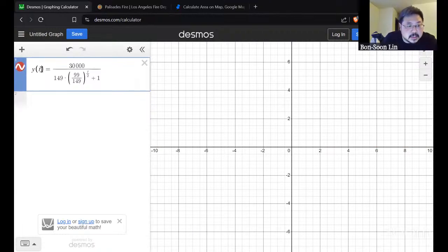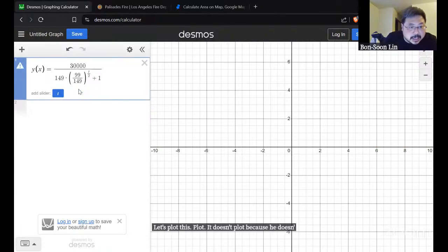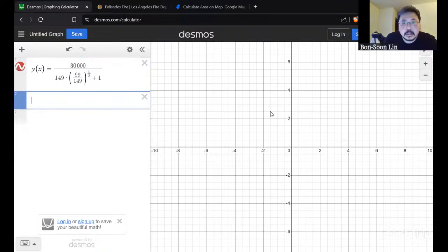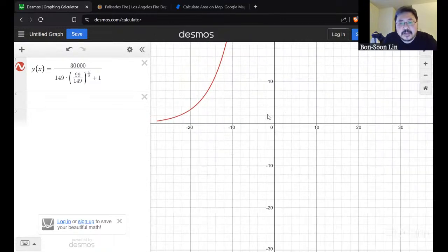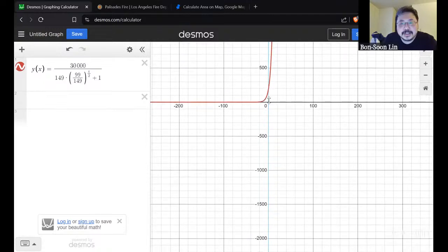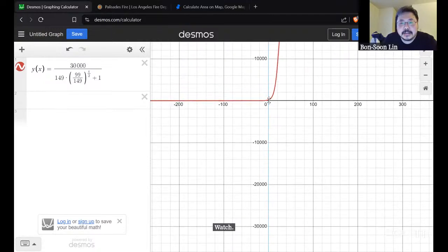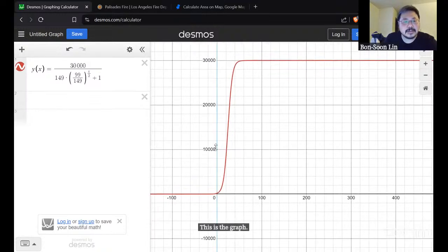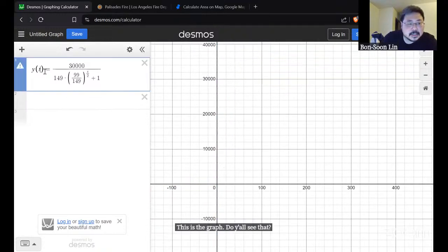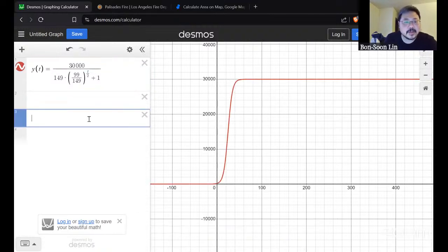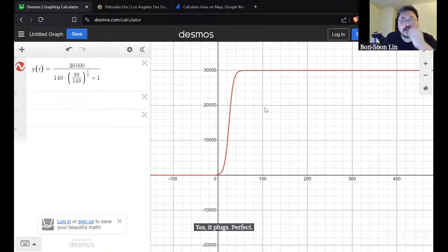It doesn't plot because it doesn't understand what t is, so I'm going to change it to x. Oh, why is there no graph? It's because it's so tall. Watch. This is the graph. Do you all see that? Let me change it back to t. I like t better. Does it plot? Yes, it plots. Perfect. So using all of this, we see that this is the curve.